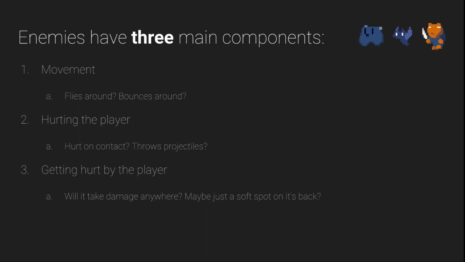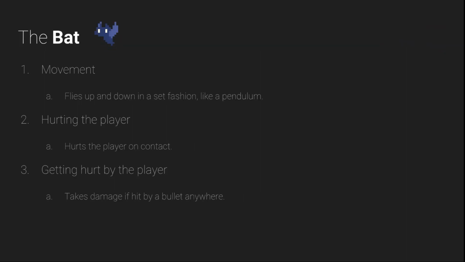Basically every enemy in the game can be boiled down to these three components. So let's look at the bat, which is the first enemy we're going to tackle. So the bat moves up and down, kind of like a pendulum. Not like a sideways pendulum, I guess, it just moves up and down, kind of like a sine wave. It hurts the player on contact, and it takes damage if it's hit by a bullet.